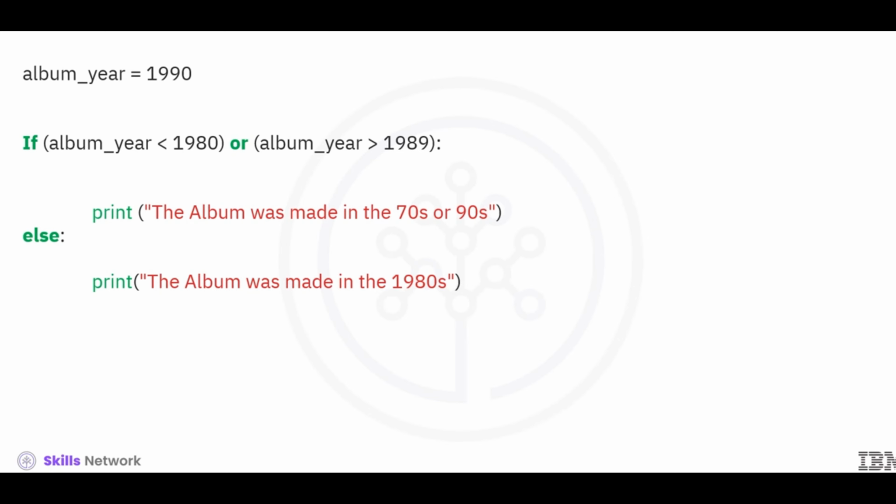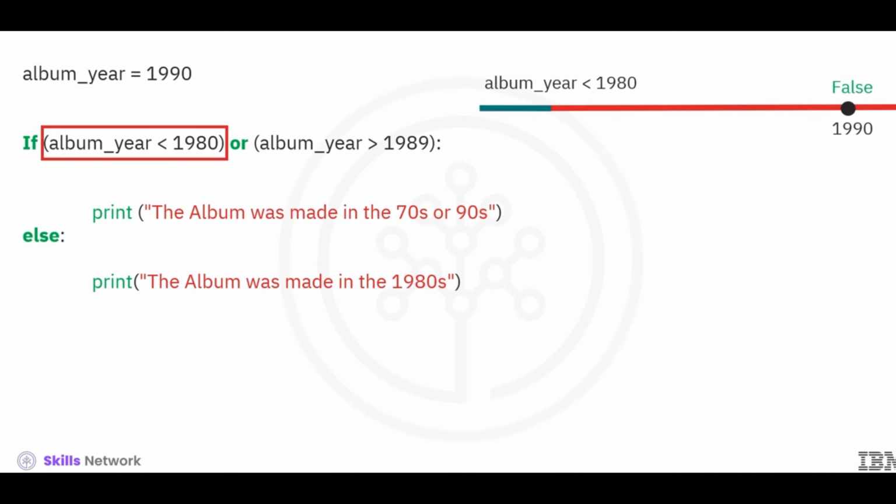This album was made in the 70s or 90s, if the variable album year does not fall in the 80s. Let's see what happens when we set the album year to 1990. The colored number line is green when the condition is true, and red when the condition is false. In this case, the condition is false.